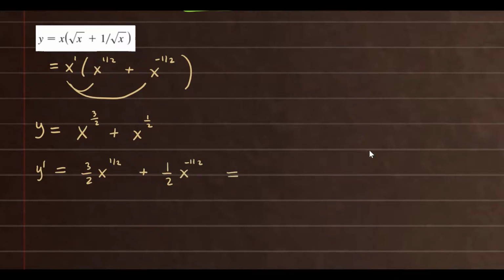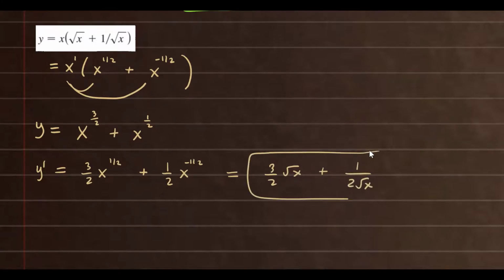And we can rewrite this as 3/2 square root of x plus 1/2 square root of x. So that will be another way to write our answer. Okay, so I hope the power rule is making sense to you. Now let's go ahead and see how to use the product rule.